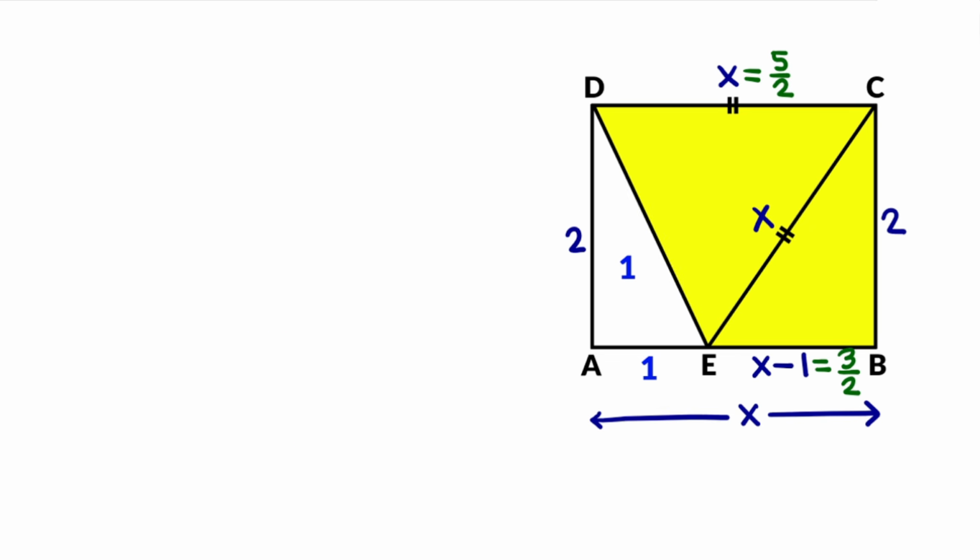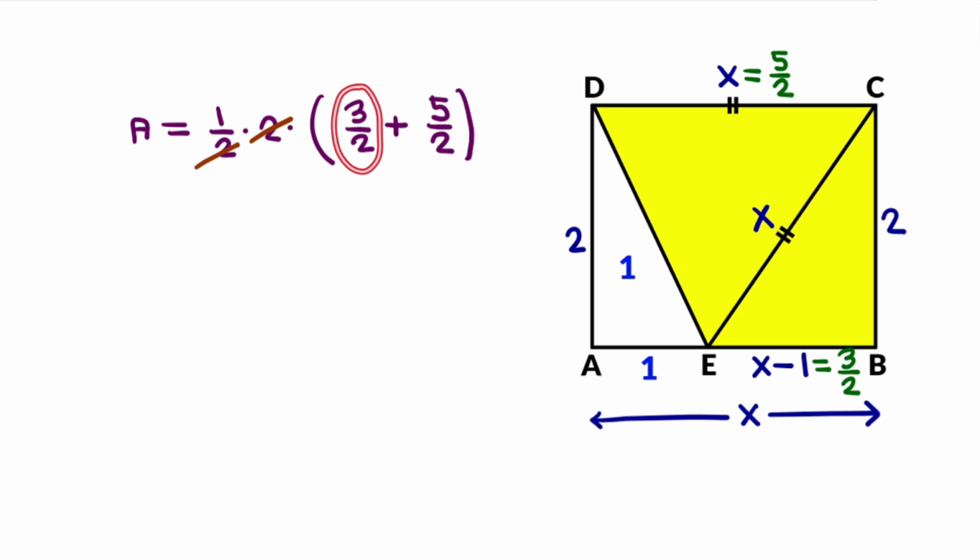The area of a trapezoid is 1/2 times the height times the sum of the two parallel bases. Substitute the values. Area equals 1/2 times 2 times the quantity 3/2 plus 5/2. 1/2 times 2 is simply 1. And 3/2 plus 5/2 equals 8/2, which is 4. Therefore, the exact area of the shaded trapezoid is 4 square units. And that's our final answer.